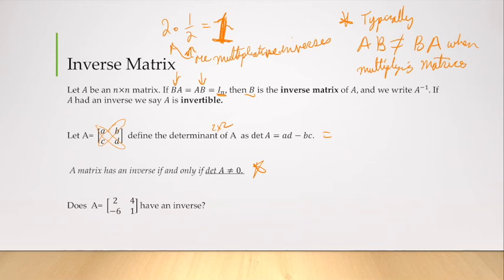So let's determine if A has an inverse. I'm going to take 2 times 1 minus 4 times negative 6. That gives me 2 plus 4 times 6, which is 24, so I have a determinant of 26. So yes, A has an inverse.